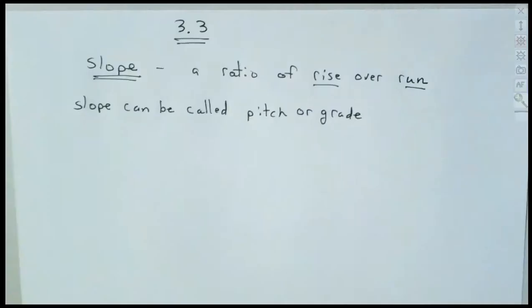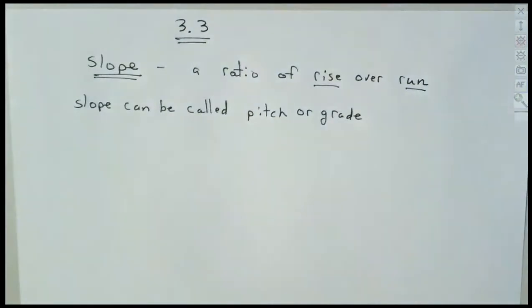For example, if you're building a roof, you might not say what's the slope of that roof. You might say what's the pitch of that roof. If you're on a road crew and you're building a road, you're probably going to say what's the grade of the road. So pitch, slope, and grade can all be used interchangeably, and what they are is a ratio of rise over run.